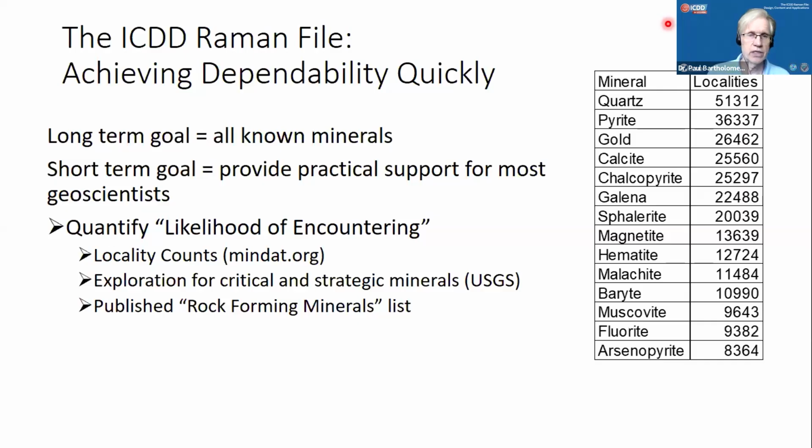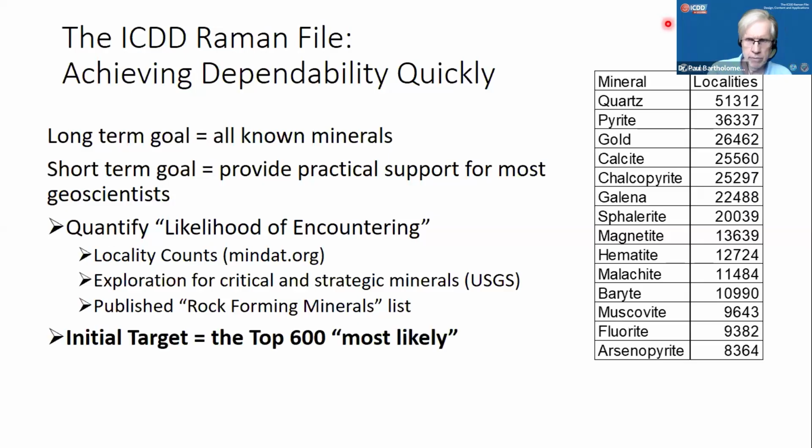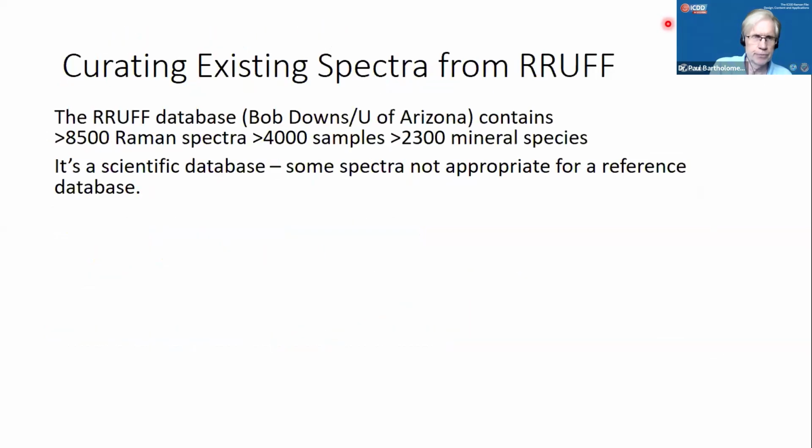I also used a list of minerals considered rock-forming minerals to increase the extent to which the likelihood of encountering represents common minerals. Having done that, I sorted by most likely to least likely, and yeah, it's somewhat arbitrary, but I do think it has a good chance of serving a high percentage of scientists. The initial target is the top 600 most likely.